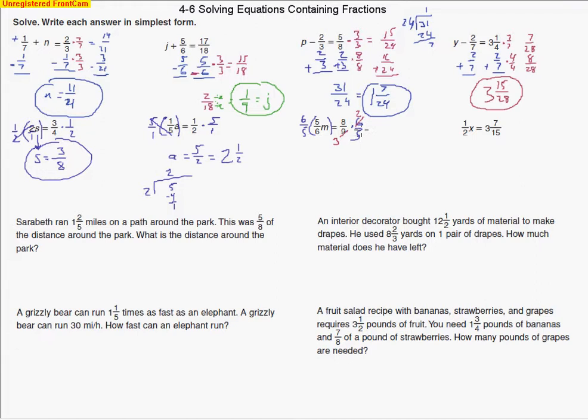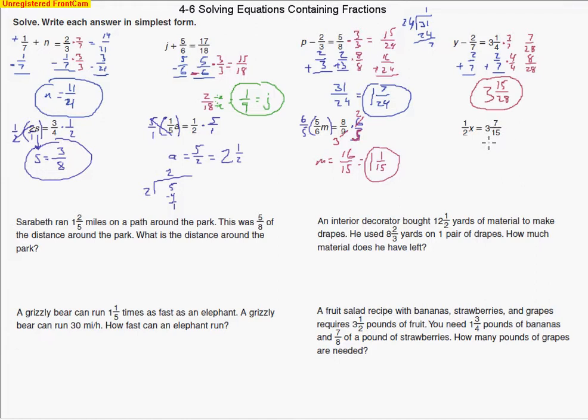This 5, which almost looks like a 3 there, this 5 and 8 don't have any common factors. Same thing as you look up and down, you don't see any common factors either. So we go ahead and multiply across, left with 16/15. And 15 goes into 16 one time, with 1 left over. So 1 and 1/15.